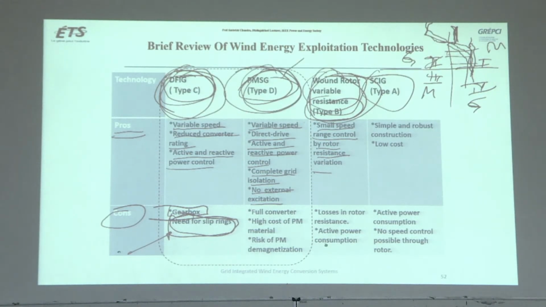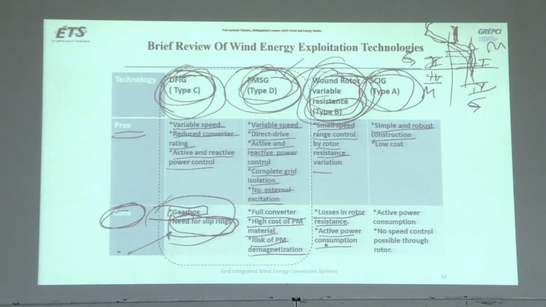While PMSG disadvantage, full converter which costs a lot, because back-to-back full-size converter. Here you have 1/3 cost. High cost of PM material, risk of PM demagnetization. If you have wound rotor type, losses in rotor resistance, active power consumption. SCIG, simple and robust construction, low cost. This is the advantage, but the disadvantage, active power consumption, no speed control possible through rotor.